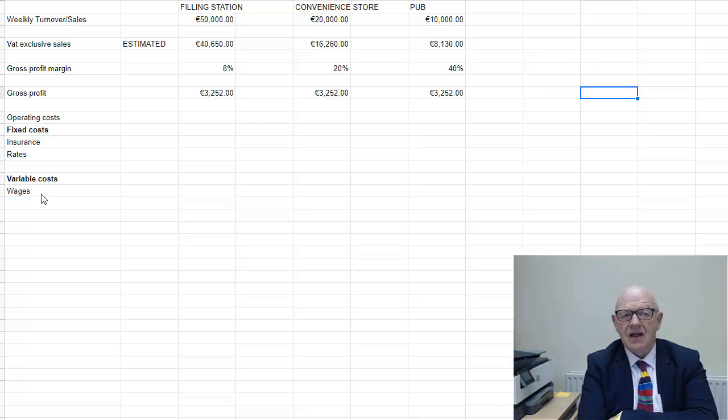But you can't carry out this analysis, and you cannot carry out any sort of strategic or forensic examination of any business without knowing some basic concepts, such as weekly turnover or sales, the VAT exclusive figures, gross profit margin, gross profit, operating costs, fixed costs, variable costs, and so on. And then obviously, as I say, each business has different characteristics. Different industries have different margins, but they also have different demands in terms of wages, overheads, and so forth. So a pub, you could be looking at a gross margin of 40%, you could be looking at 8% in a filling station.